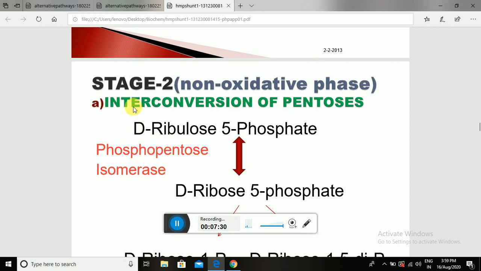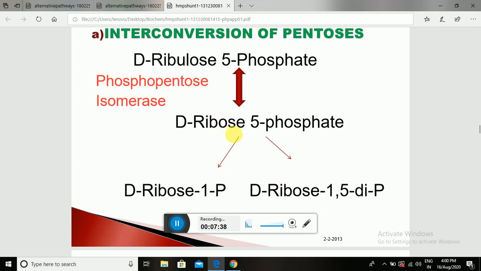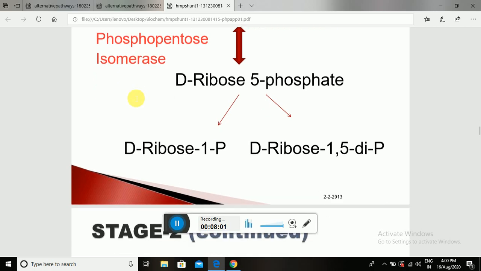In this phase, there is interconversion of pentoses. Pentoses will be interconverted into one another. D-ribulose 5-phosphate gets converted into D-ribose 5-phosphate. D-ribulose is a ketonic form, and this ketonic form converts into the aldose form. Then D-ribose 5-phosphate, with phosphopentose isomerase. It is an isomerization reaction, D-ribulose 5-phosphate to D-ribose 5-phosphate, and the enzyme is phosphopentose isomerase.